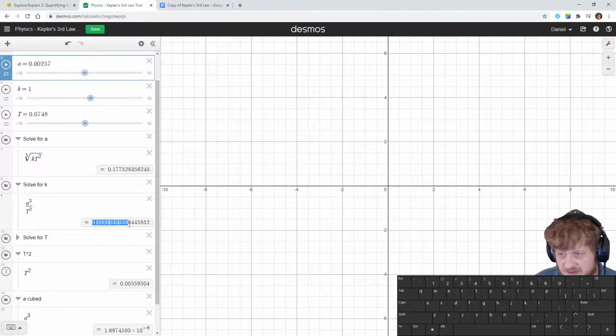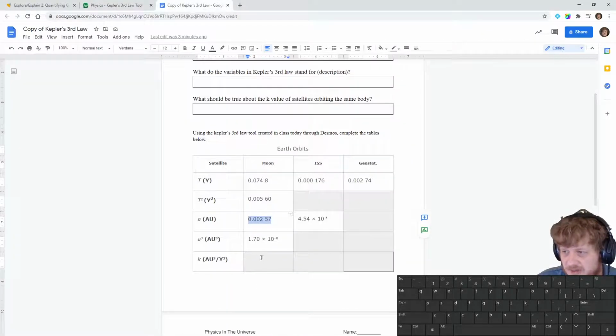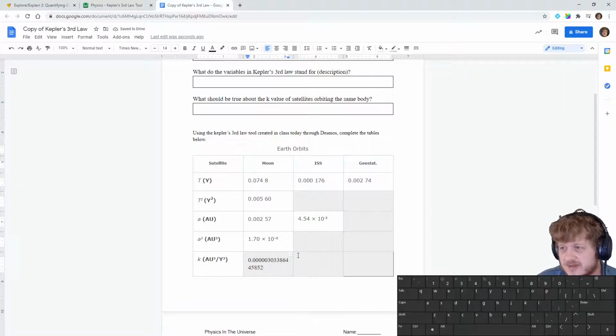So we have 0.00003, and it goes quite a distance on to solve for our k. And so when we plug that in, we copy that and we can just paste over here, and bam, we got our answer.